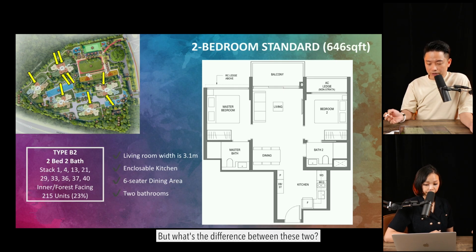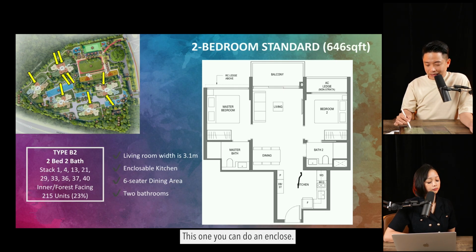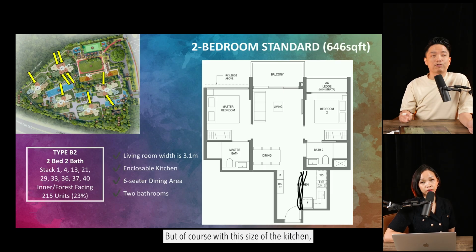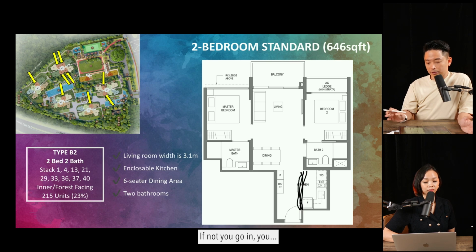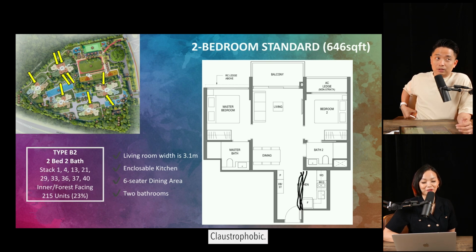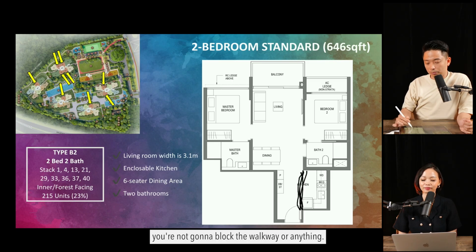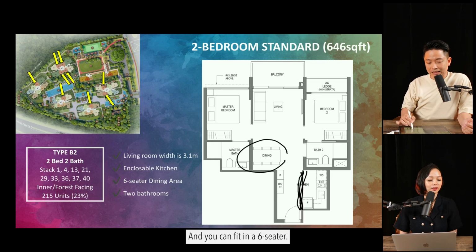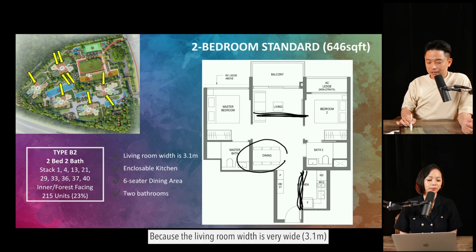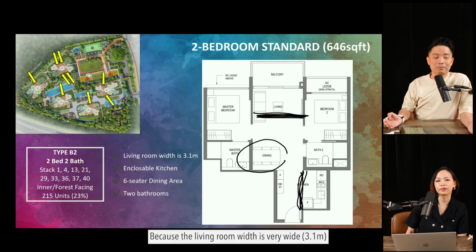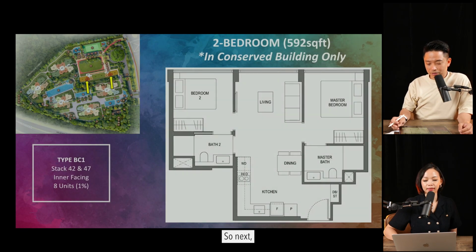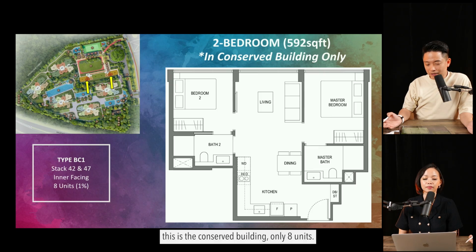But what's the difference between these two? This one, you can do an enclosed kitchen. But of course, with this size of the kitchen, if you enclose, please do full glass. If not, you go in, you feel claustrophobic. I don't know. But you still can enclose because when you enclose, you're not going to block the walkway or anything. And you can fit in a 6-seater. Very rare. No 6-seater because the living room width is 3.1 meter wide. So it's wider.